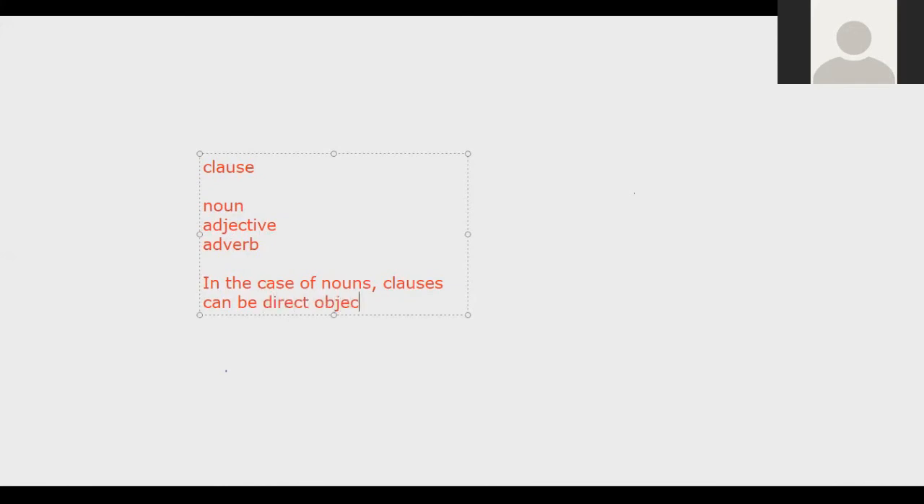So that's what I wanted to mention. Be careful about the object of a preposition, because it can be, remember, clauses. A clause can be a noun, an adjective, or an adverb. And in the case of nouns, clauses can be direct objects, indirect objects, and objects of prepositions. So just keep that in mind.